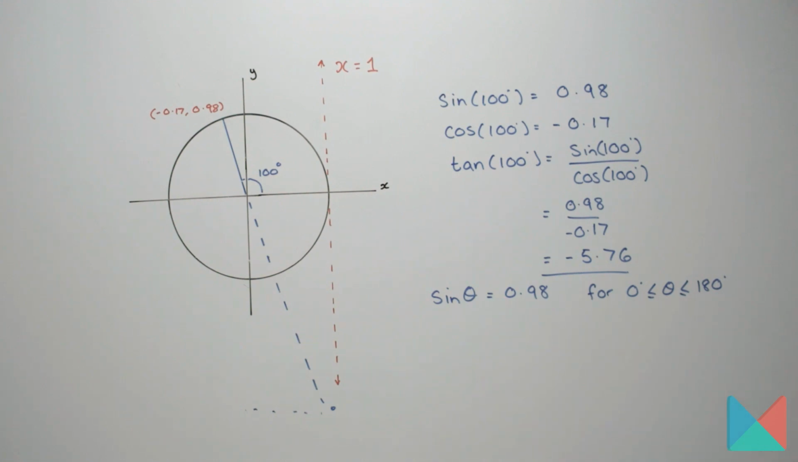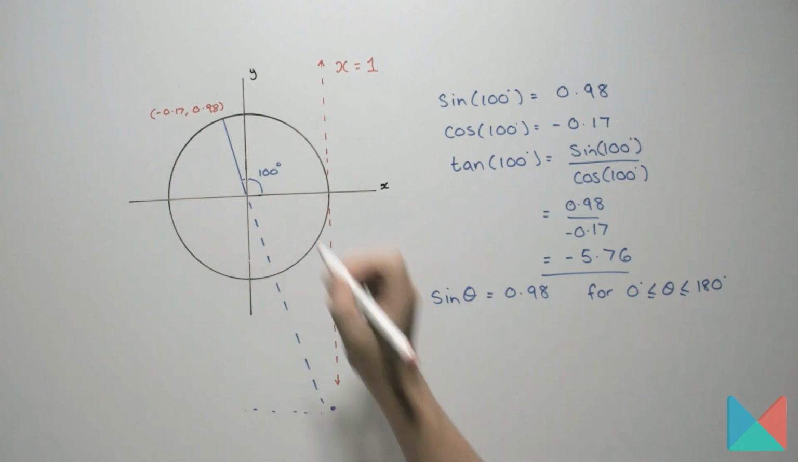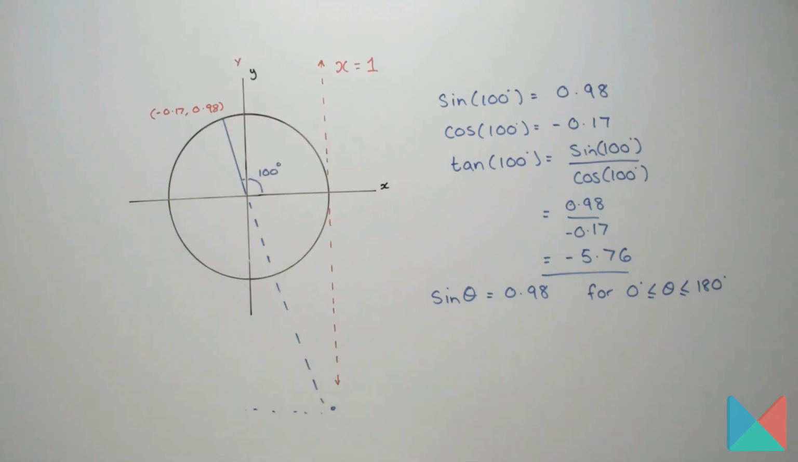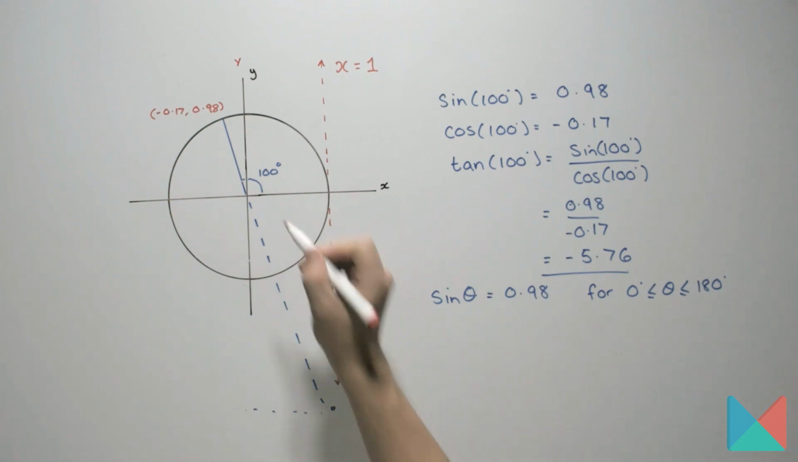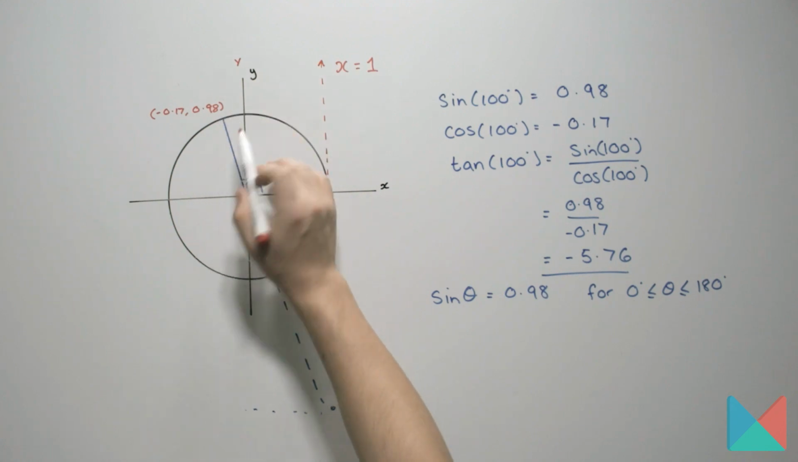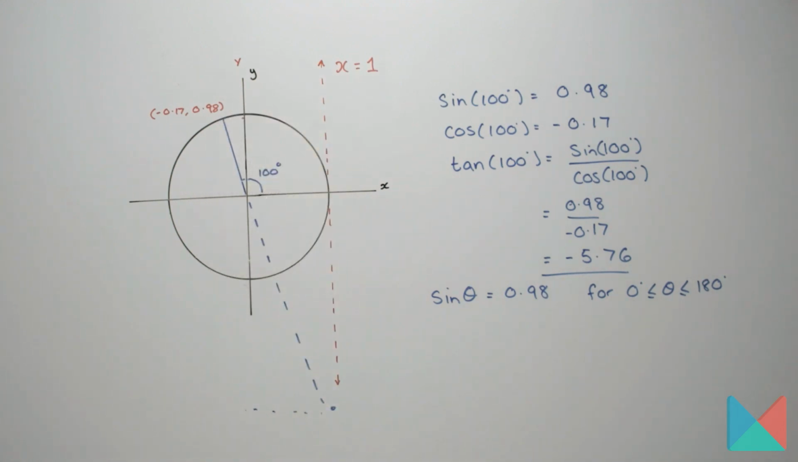And so the best place to start is first realizing that sine is always what we read off the y-axis. And we know that our sine value, what we read off the y-axis, is equal to 0.98. So 0.98 will be here, and we want to find what angle this occurs at.